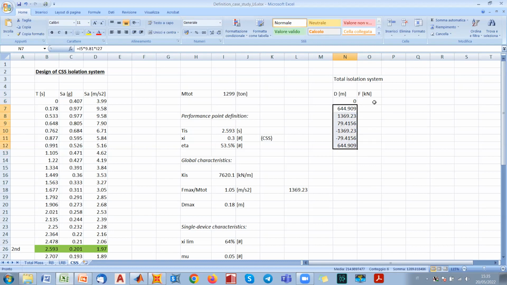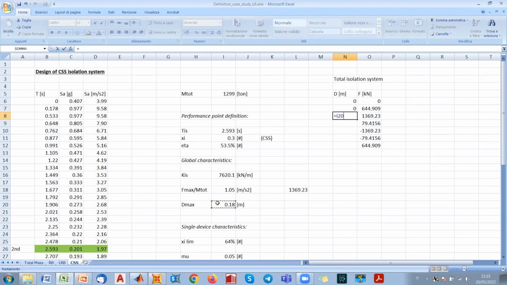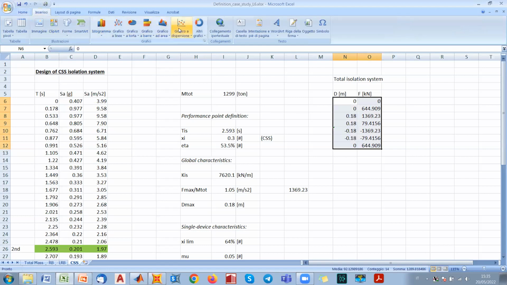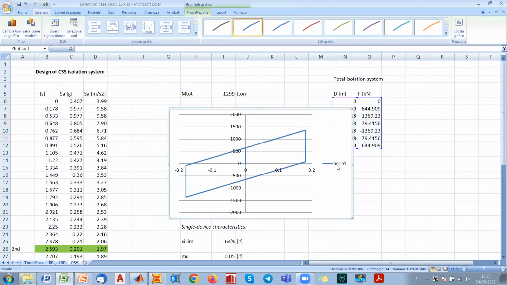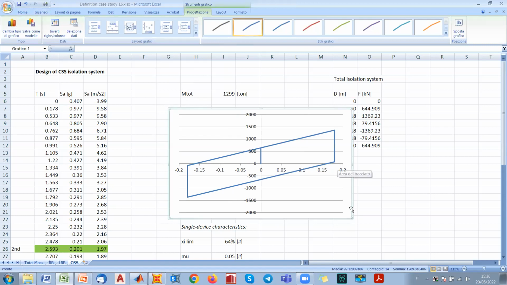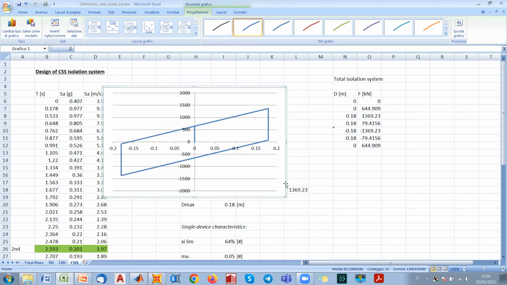So these are forces. I don't know why I listed them within the displacement. So the displacements were 0, 0, maximum displacement, negative maximum displacement, negative maximum displacement, and 0. So just looking, this is just by considering points. So you see, this is the hysteresis which is assumed in design.